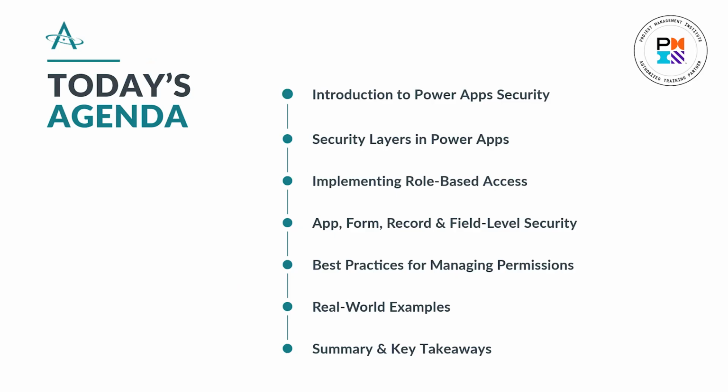Here's a quick look at what we're going to cover today. We will start by understanding why Power App security matters in the first place. Then we will break down the layers of security available because, yes, there is more than one. After that, I will show you how to implement role based access using security roles. We will go into detail on how to apply security at the app, form, record, and field levels. I will walk through some best practices and real world tips. Then we will look at a real example, an expense approval app, and how security is applied there. And finally, we will wrap up with the summary and how you can continue learning more.